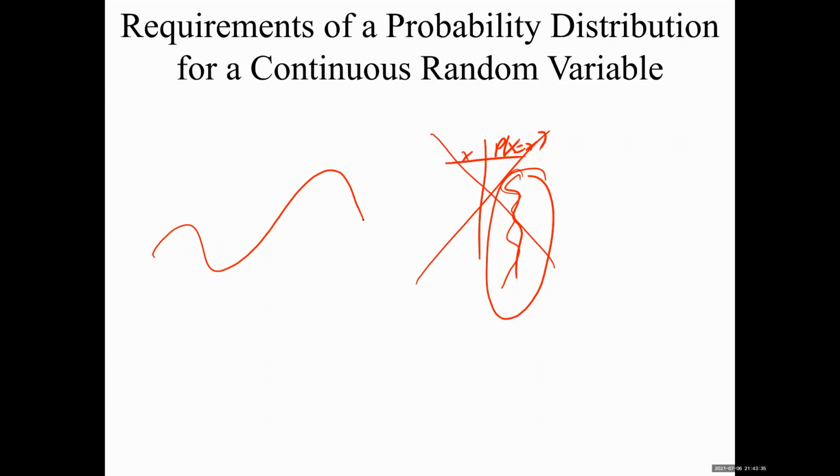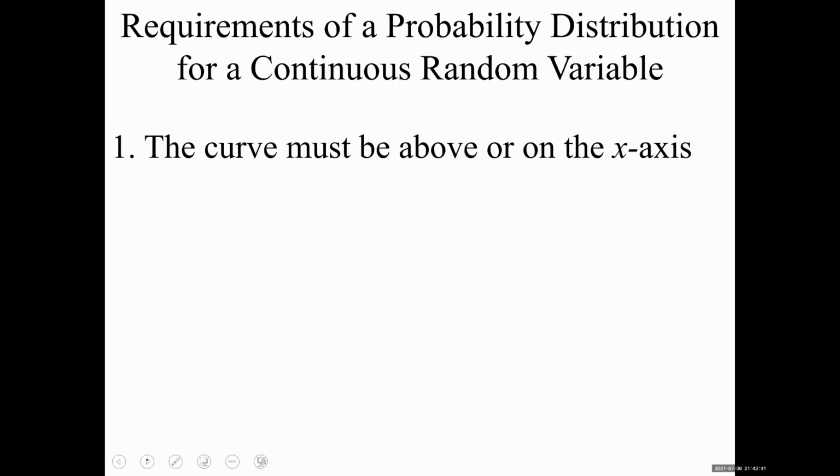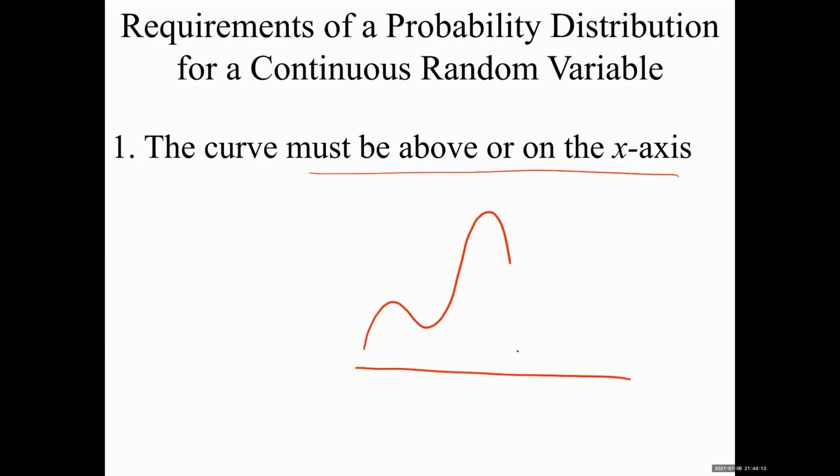We have two requirements on the curve. The first requirement is the curve must be above or on the x-axis. The curve cannot go below the x-axis. I want you to think about it like this. If the curve went below the x-axis, then we could get a negative area. And probabilities can't be negative, areas can't be negative, but if the curve could go below, we can get a negative answer for a probability. We can't get a negative answer for a probability, so the curve has to be above or on the x-axis. In other words, it could touch the x-axis, but it can't ever go below. Okay, that's the idea.